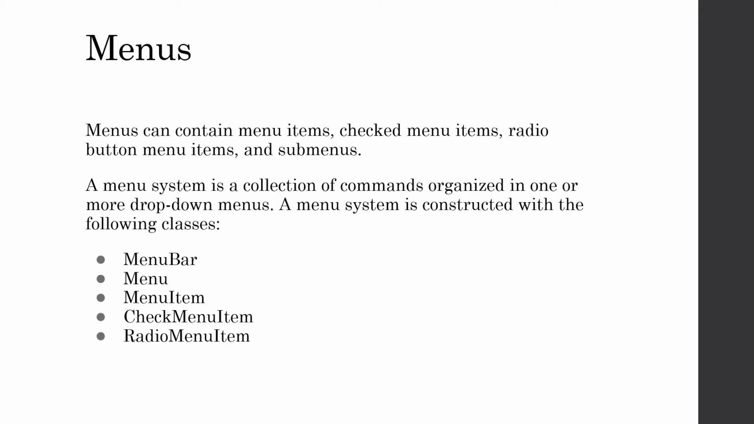So to start off with menus, a menu could contain items like menu items, checked menu items, radio button menu items, or even submenus. A submenu is when you see a single menu item and you move your mouse over it and it opens up another menu. That's where it gets into the idea of submenus.